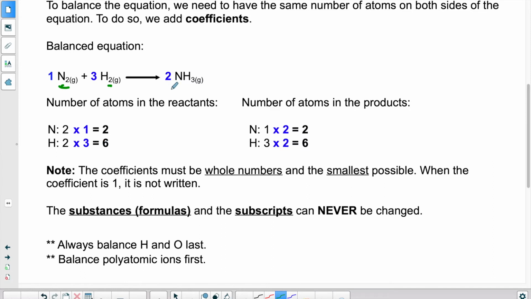Now if I compare this to the other side, I have 1 nitrogen times 2. That gives me 2 nitrogens. And I have 3 hydrogens times 2. That gives me 6 hydrogens.